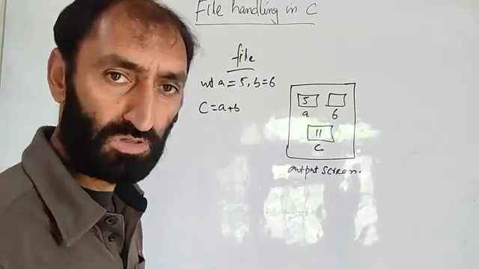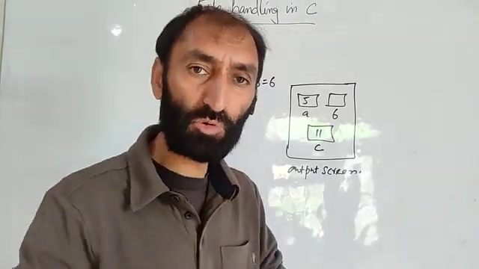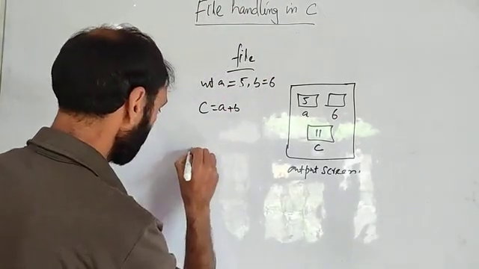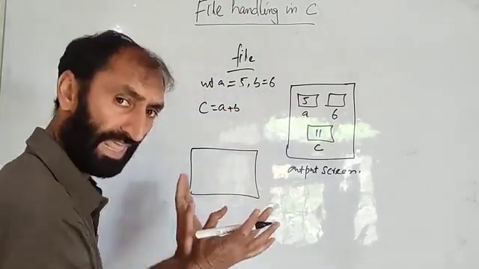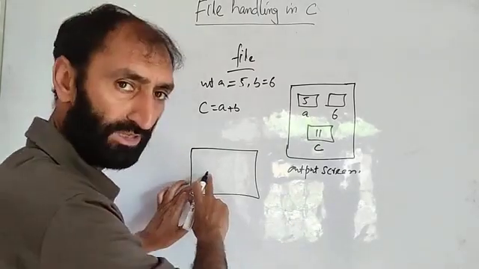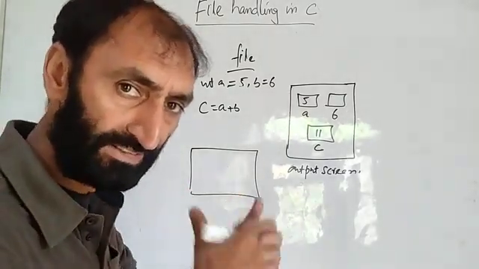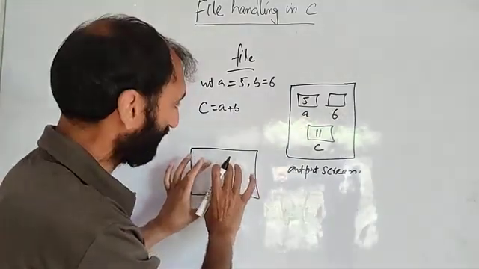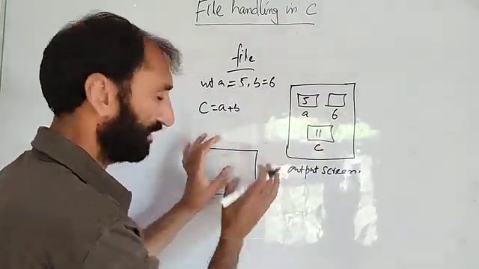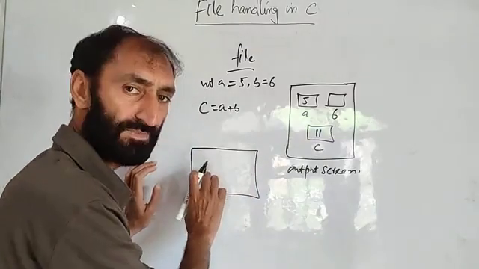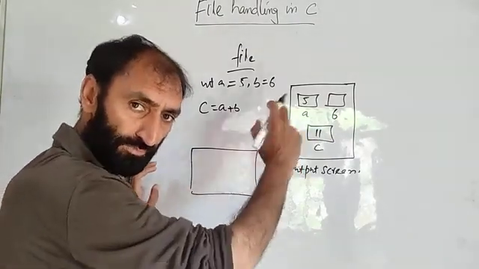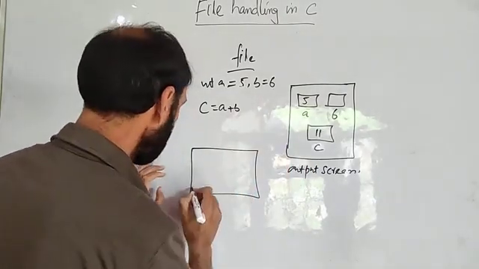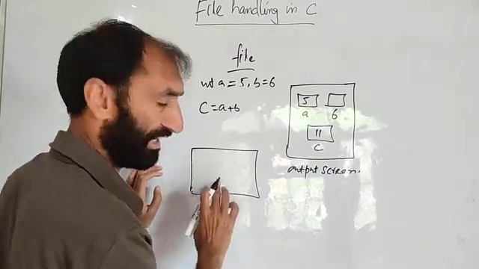But we know the execution of any program takes place in the main memory. For example, this is our main memory. Whatever execution takes place, that takes place in the main memory, because the memory which is currently used by the computer system is the main memory. Whenever we execute the program, the execution takes place only here in main memory.